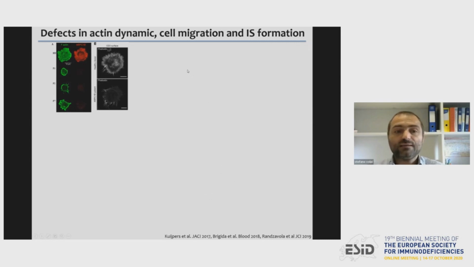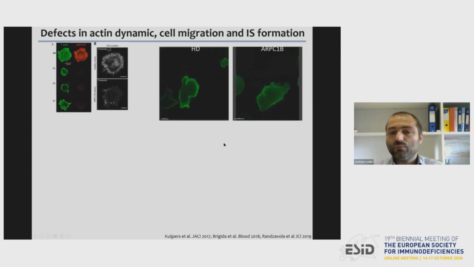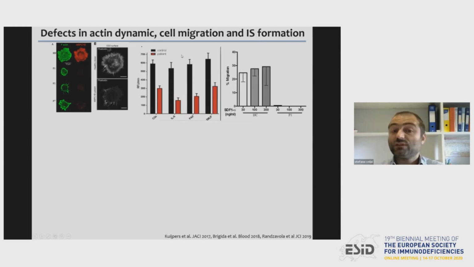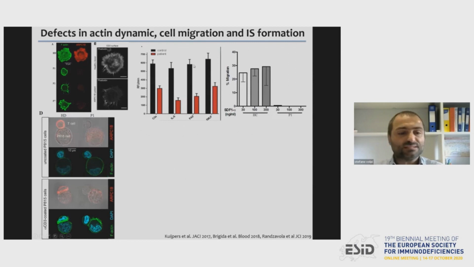In JCI lately. And this is a beautiful movie from the JCI publication where you see a healthy donor on the left and RC1b patient cells on the right. These are CTL cells, and you see there's a reduced motility and the formation of this filopodia that doesn't happen in a healthy donor cell. This defect in migration has been quantified by several groups with several stimuli. And here you see a complete lack with SDF1, for example, stimulation in % of migrating cells.